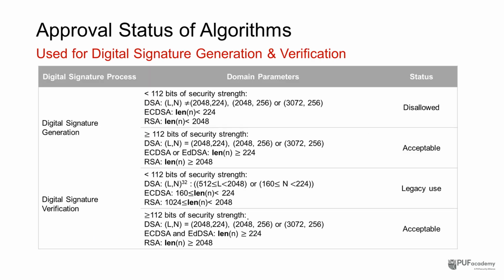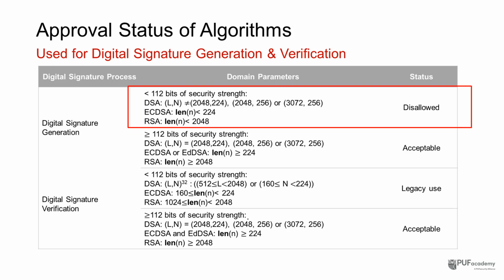This slide is crucial as it details the approval status of algorithms used for digital signature generation and verification, which is governed by the required security strength. The table is structured by two main processes: digital signature generation and digital signature verification. First, let's examine digital signature generation.